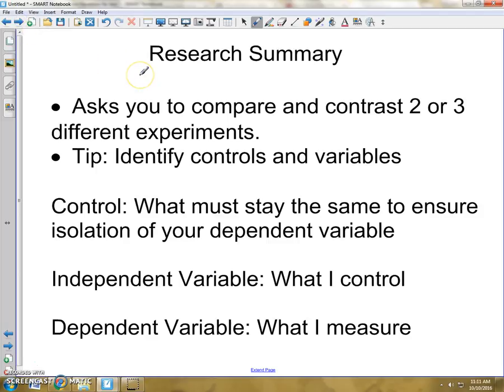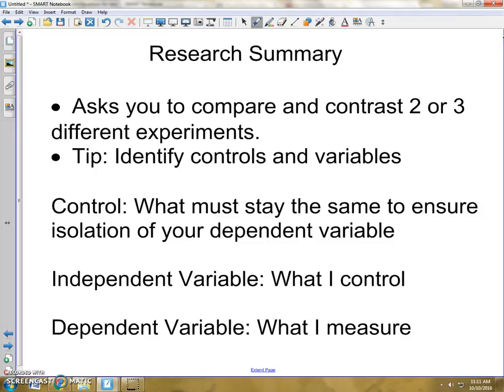The second type is called research summary. They usually ask you to compare 2 or 3 different experiments and tell me what's different, which one might confirm more information, that sort of thing. My tip here is to identify your controls and variables in these experiments. Those are really important science terms that a lot of times I think we forget about.